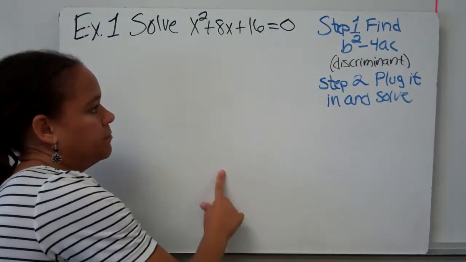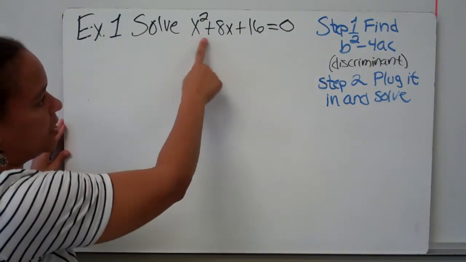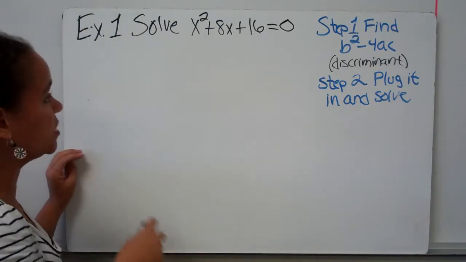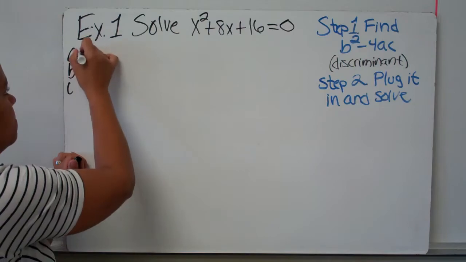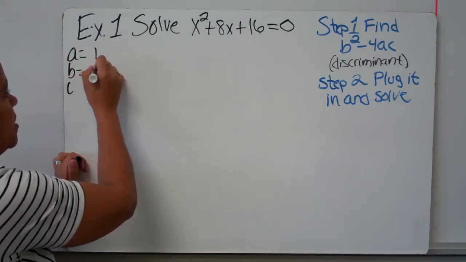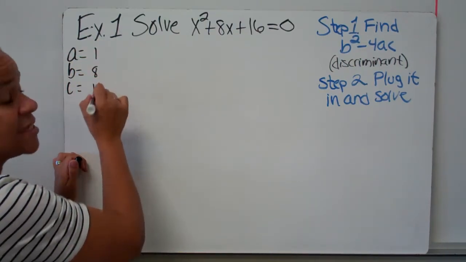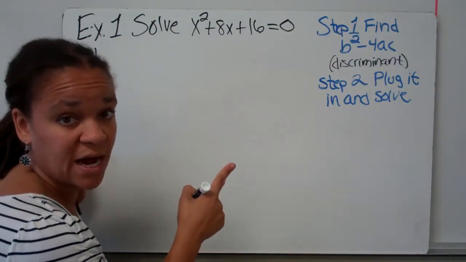So example 1. Let's solve x squared plus 8x plus 16 is equal to 0. Well, first I want you to label a, b, and c. A is 1, b is 8, c is 16. And then you'll notice the steps that I have over here.